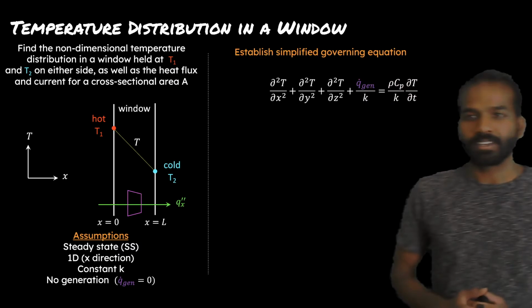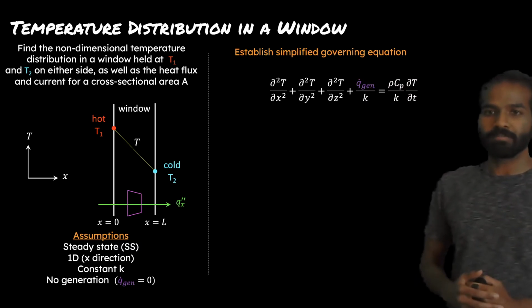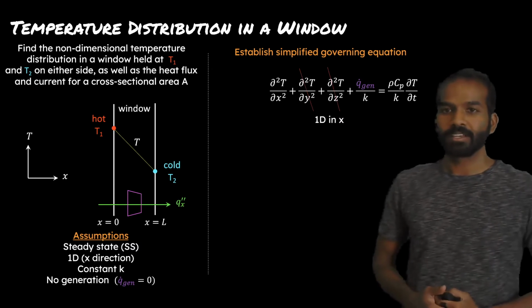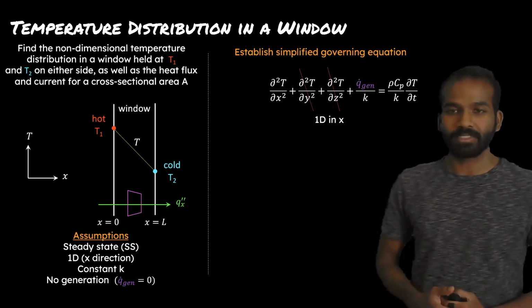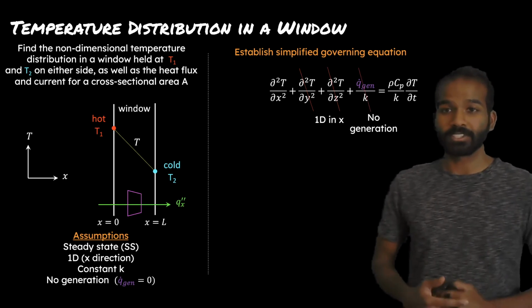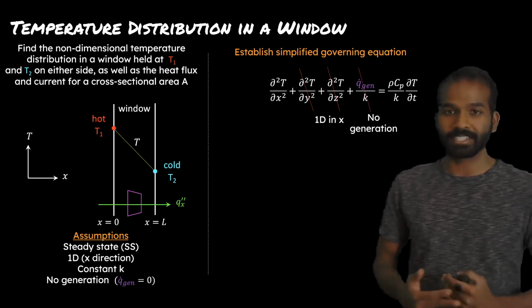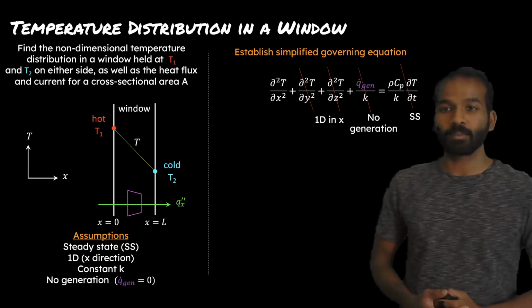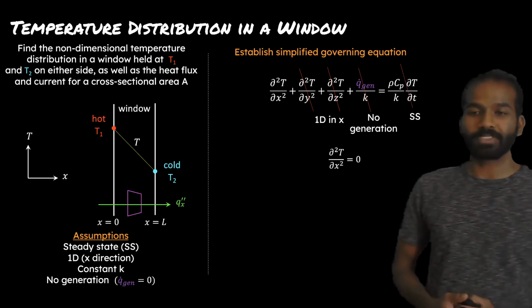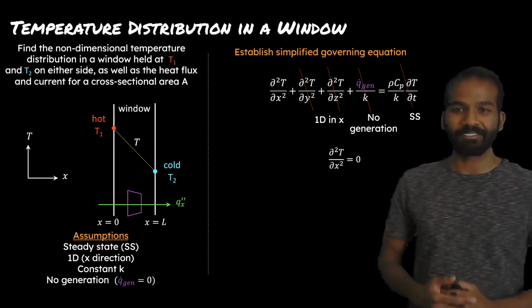We establish first a simplified governing equation. So we start with the general form of the heat diffusion equation. We apply the assumption that we are solving a one-dimensional heat transfer problem, that there is no generation of heat within the system itself, and that we are at steady state. And with these assumptions, we end up with a much simpler governing equation.